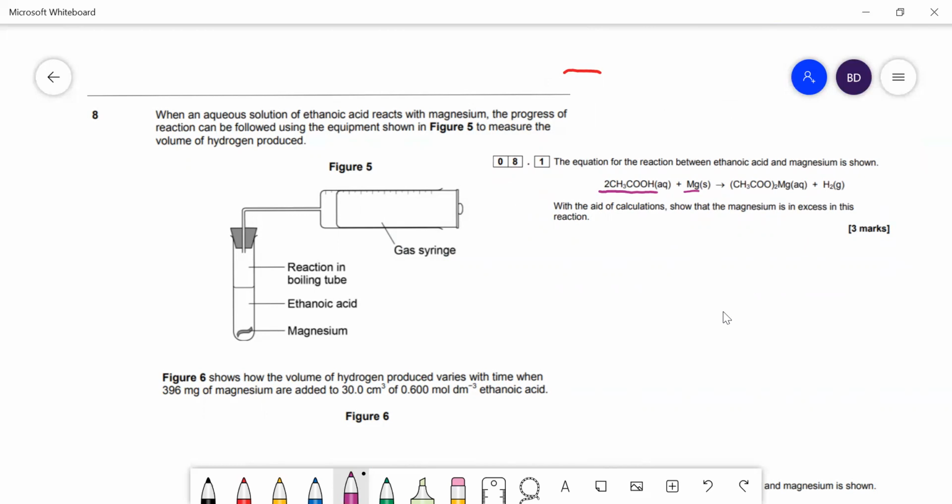Okay. So we're going to say, right, moles of magnesium is equal to mass over Mr. Ar for magnesium because it's an atom. The mass is, right, we've got 396 milligrams, so that's 0.396 grams, divided by 1,000. 0.396 divided by 24.3, and that is going to give us 0.01629 moles of magnesium.